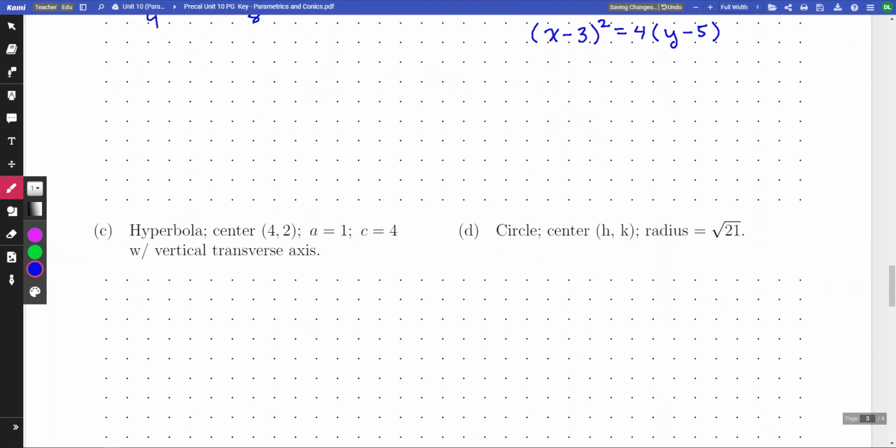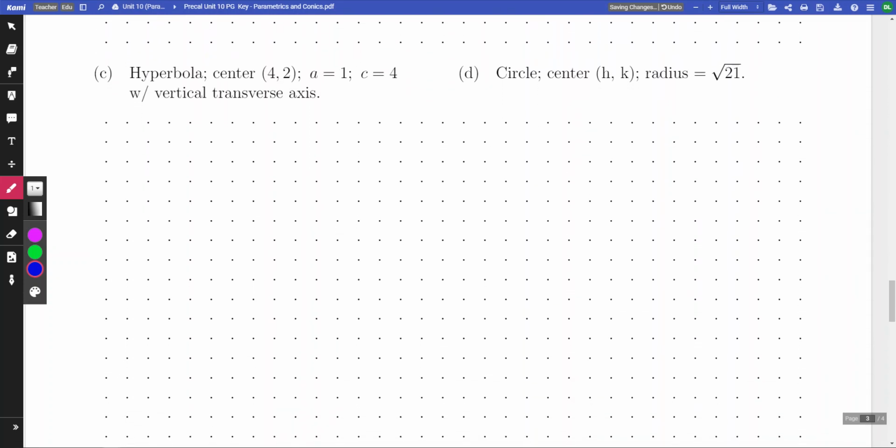Now, we also have here a hyperbola, and here we have a circle. So let's do the circle first because that tends to be easier. We have a circle with a center and a radius. I know the general form of my circle is (x minus h) squared plus (y minus k) squared is equal to r squared. So for us, this would mean (x minus h) squared plus (y minus k) squared equals 21. And that's it. A fairly simple one.